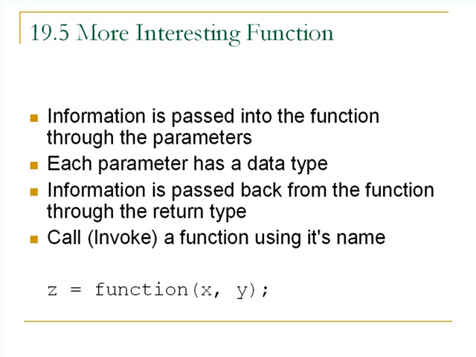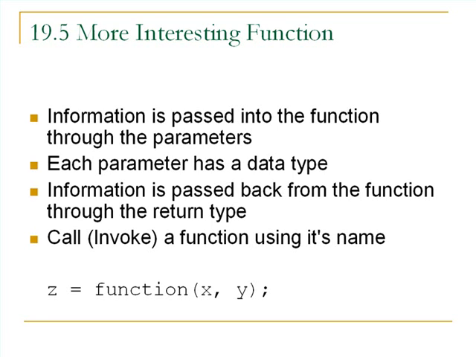And each of the parameters has a data type. So in our small function called cube, we had the input. You had one function and one parameter, and its data type was int. So that was the information that main was passing into the function. Information can be passed back from the function to the caller through the return type. So we executed a return statement inside of the function, and that return statement says immediately go back to the caller with this piece of information.